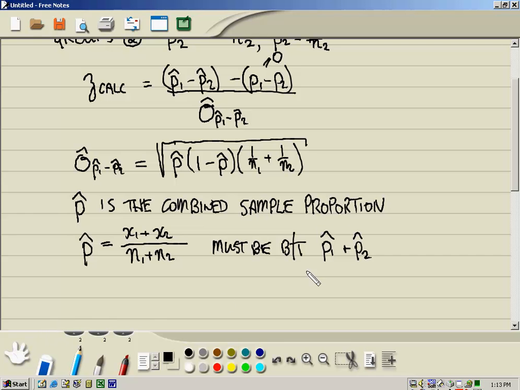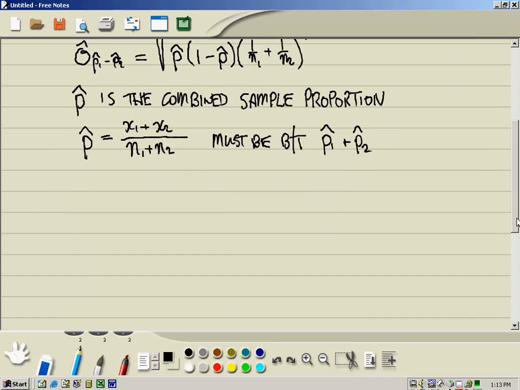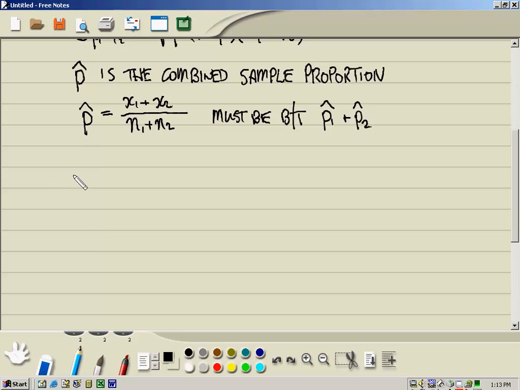Other than that, most everything is the same. We could have two-tail tests, and the null hypothesis for a two-tail test would be p1 is equal to p2, and the corresponding alternate, of course, would be p1 is not equal to p2. And there's your two-tail.